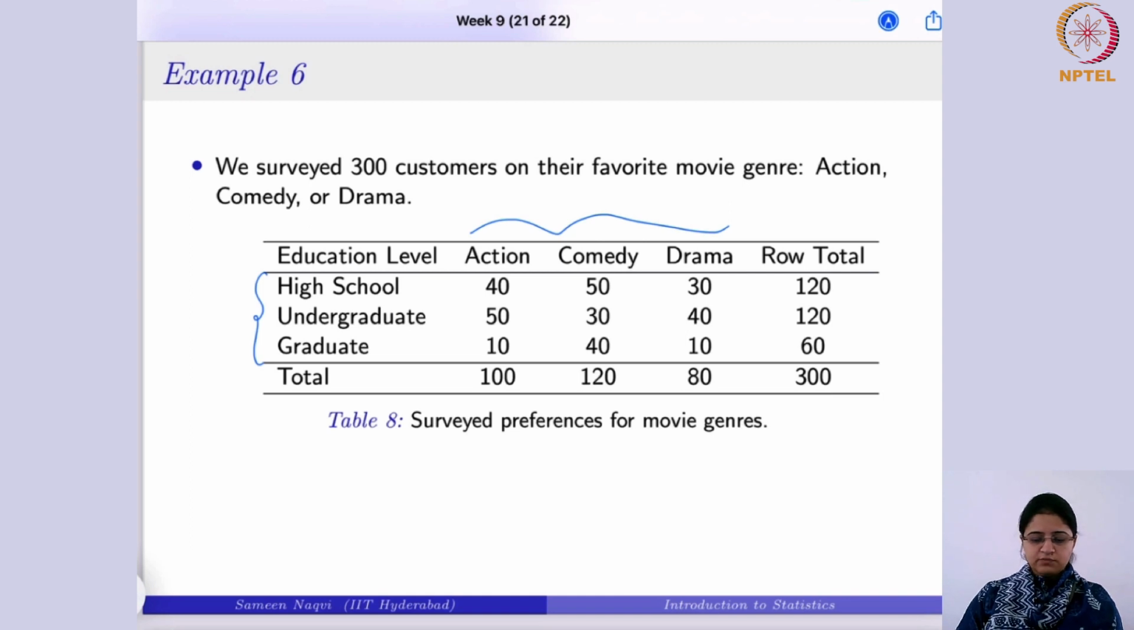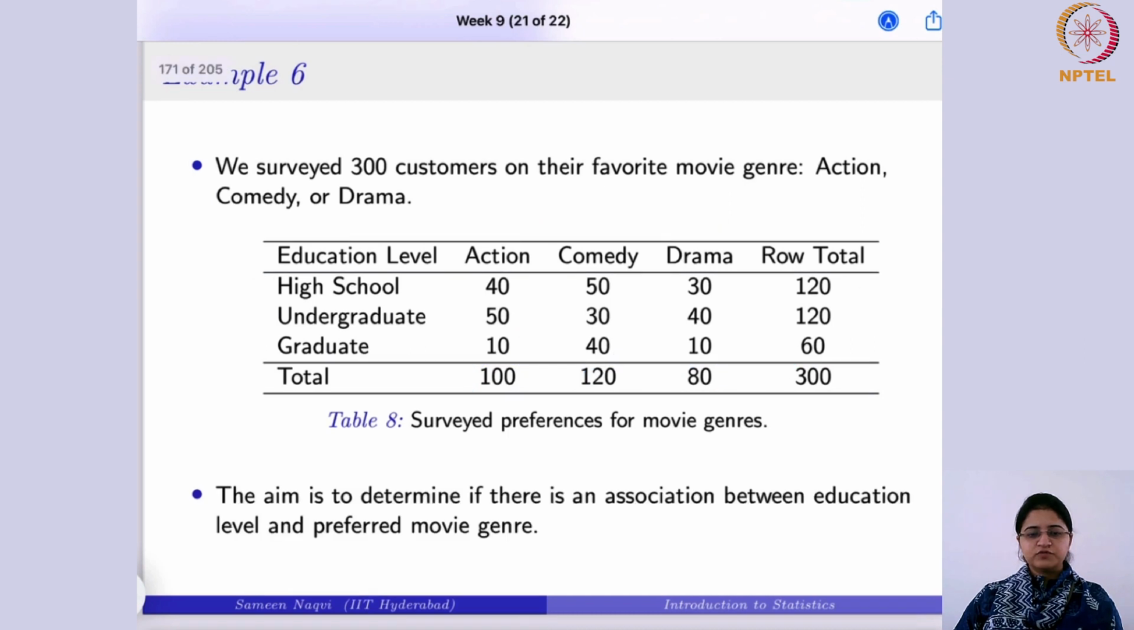So if you look at the column totals, if you add these three, you would get 100, and likewise here it would come out as 120 and 80 over here. Likewise the row totals would be these. And this is the total number of observations. You have to determine whether there is an association between the education level and the preferred movie genre. Okay. To do this, you have these as the observed frequencies, right? These are the observed ones. You have to find the expected ones from here.